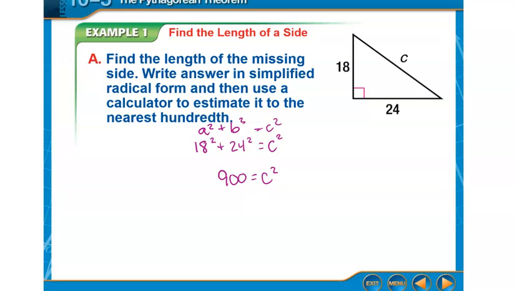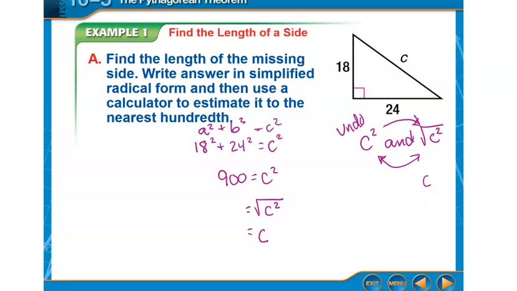So we're going to have to undo the c squared. Just think about this: c squared and the square root of c squared are the way that they're related to each other. So if I want to undo this, I'm going to do this, because the square root of c squared is c. But to do that, you have to do it to both sides. So if I'm going to undo the c squared and turn it into just c, then I need to do the same thing to the other side. So the square root of this one is 30. So c equals 30.